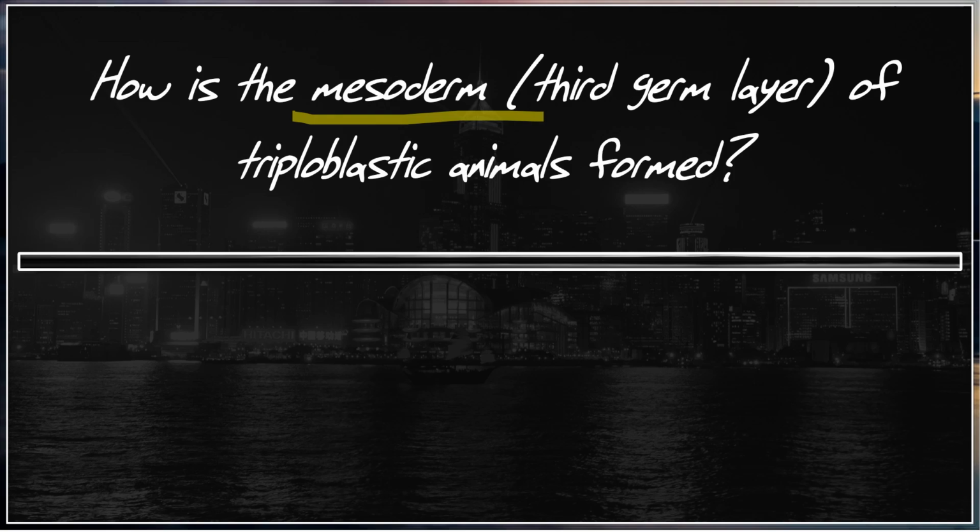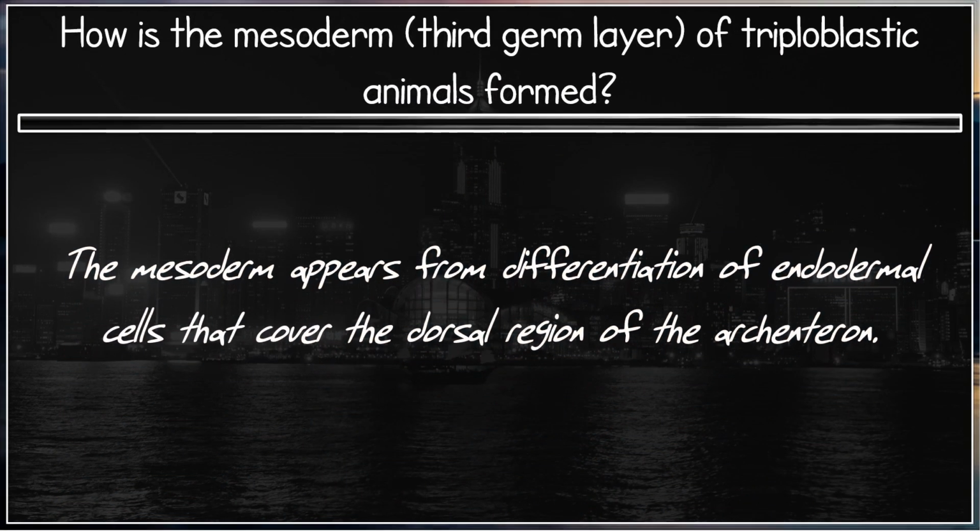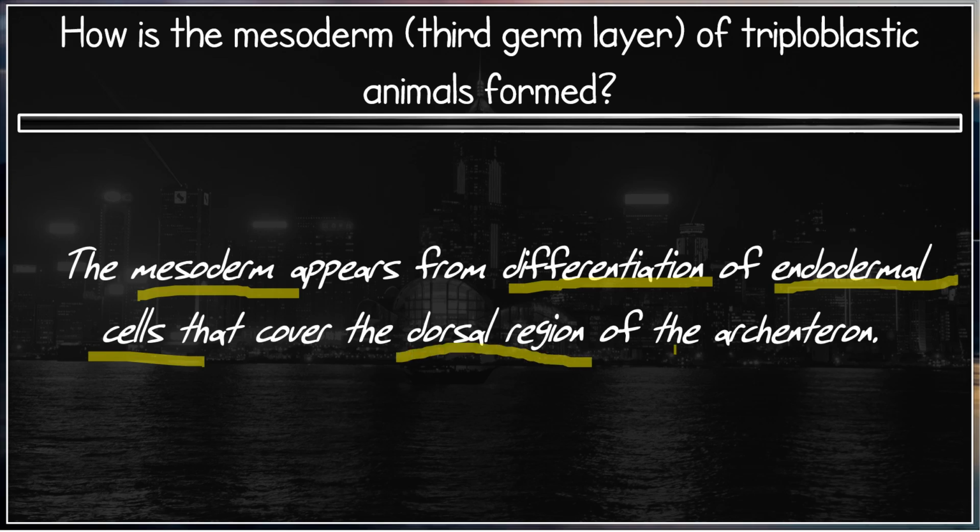How is the mesoderm, the third germ layer of triploblastic animals, formed? The mesoderm appears from differentiation of the endodermal cells that cover the dorsal region of the archenteron.